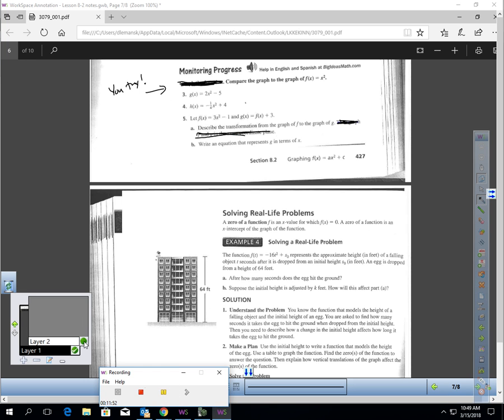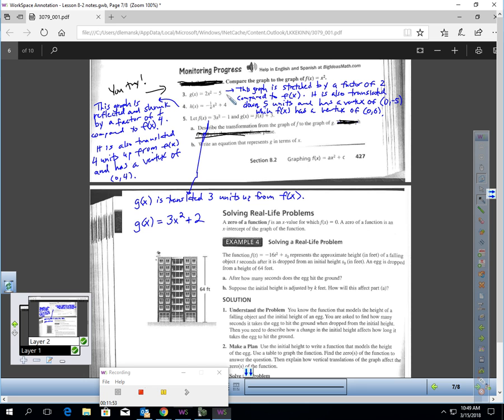Okay, you had a chance to do that. And for number 3, this graph is stretched by a factor of 2 compared to f of x. Let me highlight why. Because I see a times 2 in front where the parent function would have a 1. And then here's the next thing. It is also translated down 5 units and has a vertex of 0, negative 5, while f of x has the vertex of 0, 0. How do I know that? It says minus 5 here.